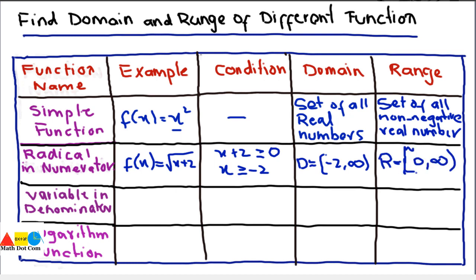Now I have used a square bracket with the 0, because 0 will also be included in the range, because at minus 2 the value of f of x will be 0. So this is the range of the functions having the radical in the numerator.